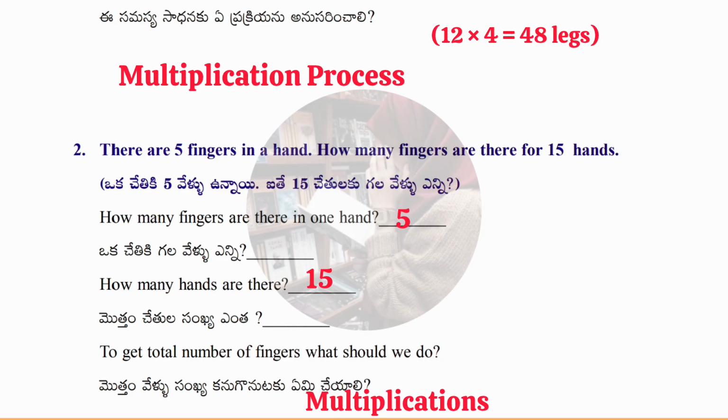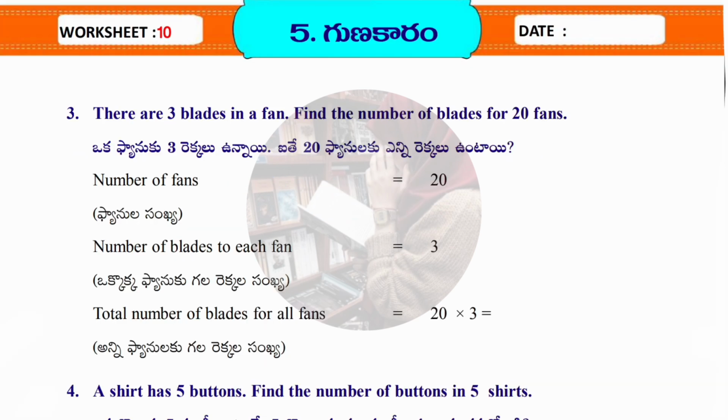Okay. Next, to get the total number of fingers, what should we do? We have to do the multiplication. So 15 5s are 75. So total fingers we have is 75. Got it, guys? Let's move on to the third question, which is, there are 3 blades in a fan. Find the number of blades for 20 fans. Okay, let's see the answer.